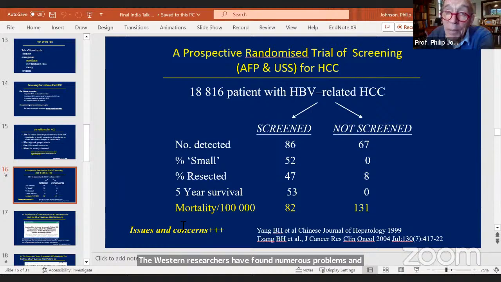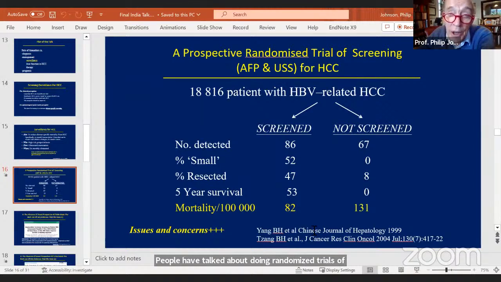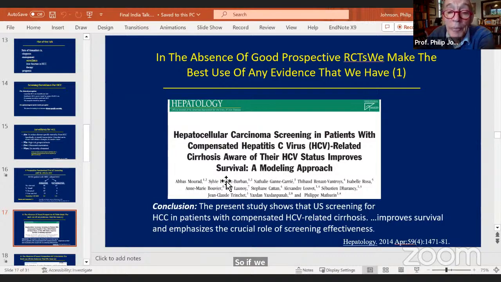But although they have complained about it, it's very evident that nobody in the West has ever done any better. People have talked about doing randomized trials of surveillance for HCC for 50 years, and nobody has actually managed to do it. So if we can't do a randomized trial, we have to make the best use of any evidence that we have.